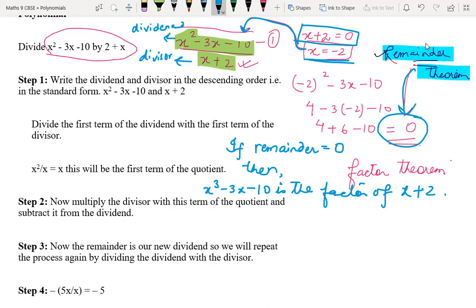If remainder is equal to 0, then only we can say that x square minus 3x minus 10 is the factor of x plus 2. Obviously, if remainder is coming 0, then x square minus 3x minus 10 is the factor of x plus 2. So I told you both theorems by a single example, remainder theorem as well as factor theorem. Is it clear, children? What is remainder theorem? What is factor theorem? If it is given, you can find the remainder.